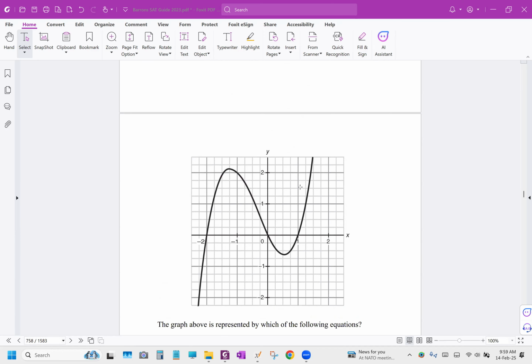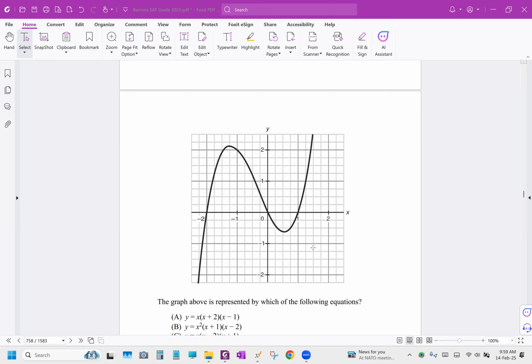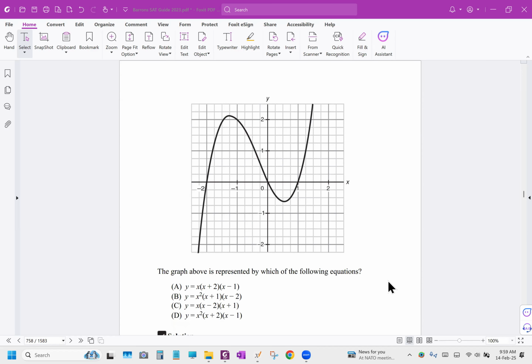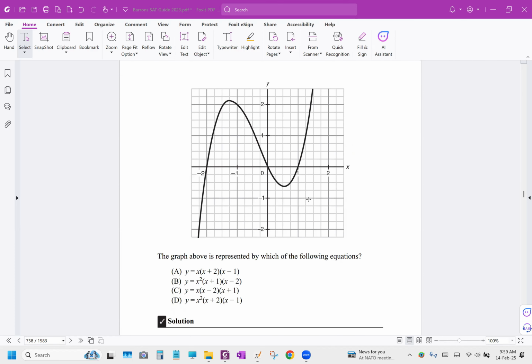Okay, so this is example number 2. This is telling us the graph above is represented by which of the following equations. You just need to think about, for example, that this changes its direction two times, and it has solutions. This is a point of intersection, this is a point of intersection, and this is a point of intersection. And the points of intersection are the solutions of the given polynomial.